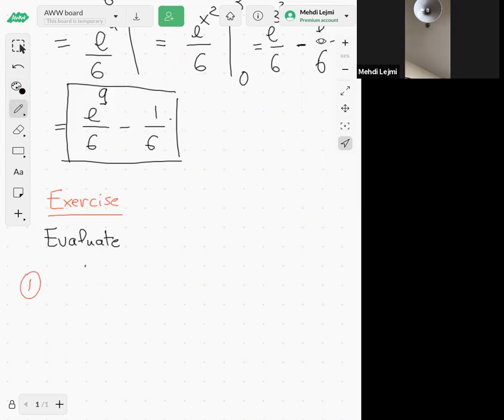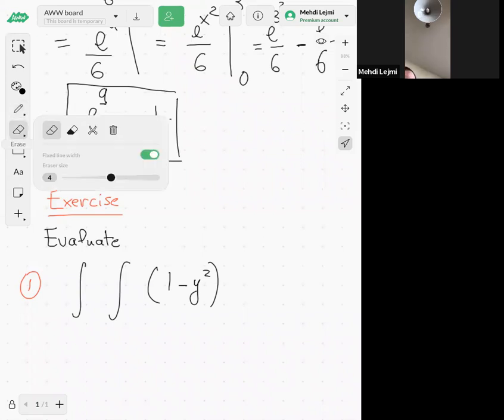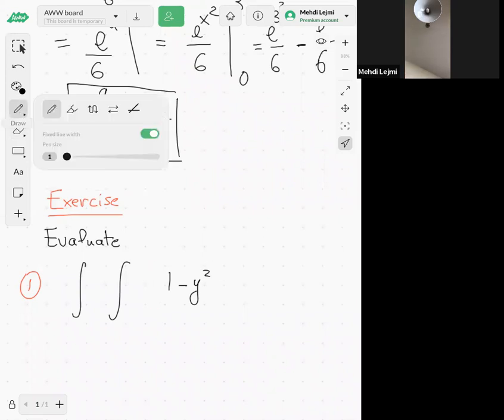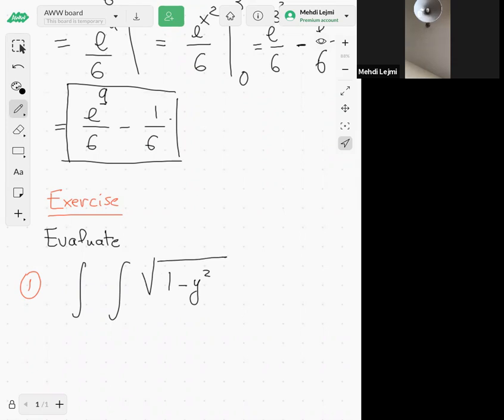So first integral is, let's say you have a double integral. It's 1 minus y squared to the power half, or let's just use the square root. It's the square root of 1 minus y squared, dy dx. And the bounds: here x is between 0 and 1, and y is between 0 and the square root of 1 minus x squared.